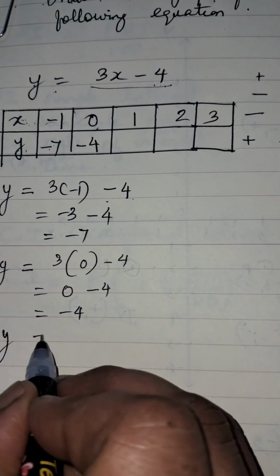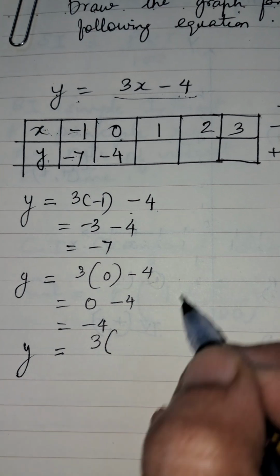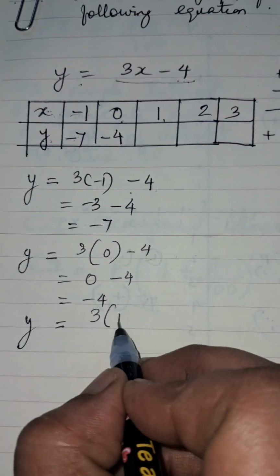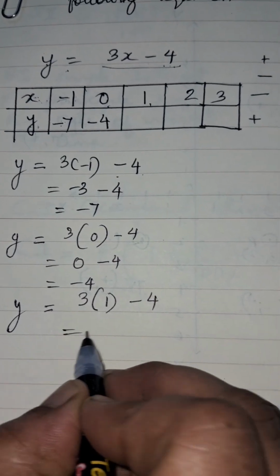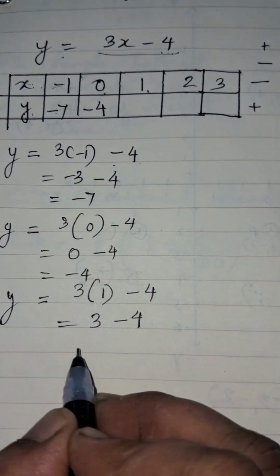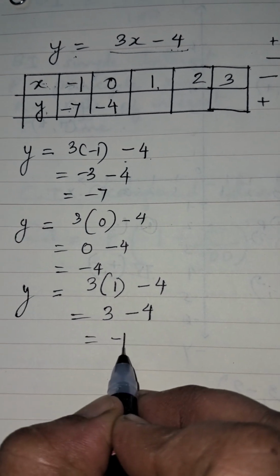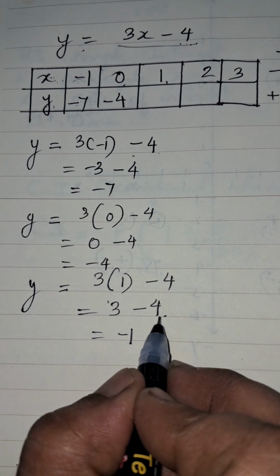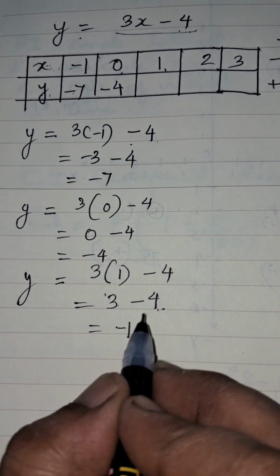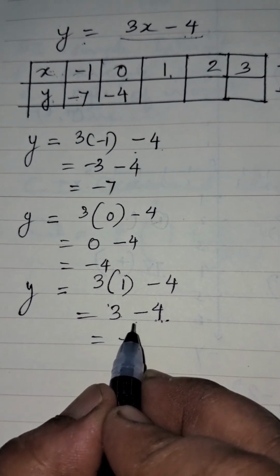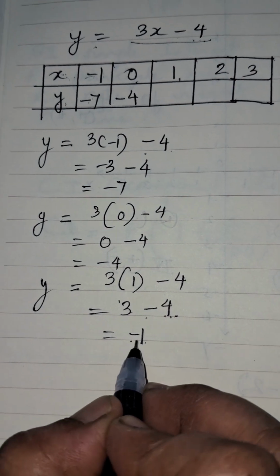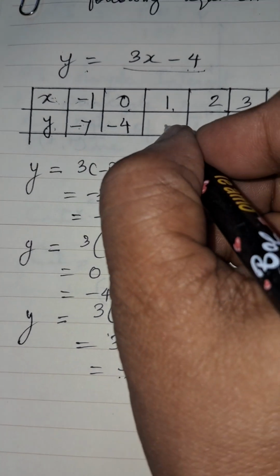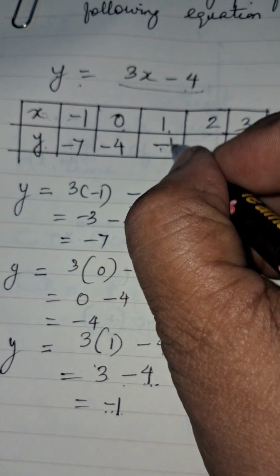Then y is equal to 3 into, now in place of x I will write 1, minus 4. This will be 3 minus 4 and the answer will be minus 1. This is a positive number and a negative number. I subtract 4 minus 3, the answer is 1. And the greater number is 4, so its sign I have put here. Now this value I am going to write here. So it will be minus 1.